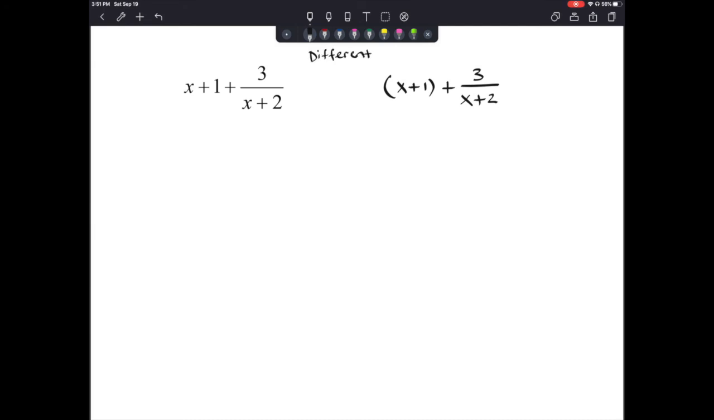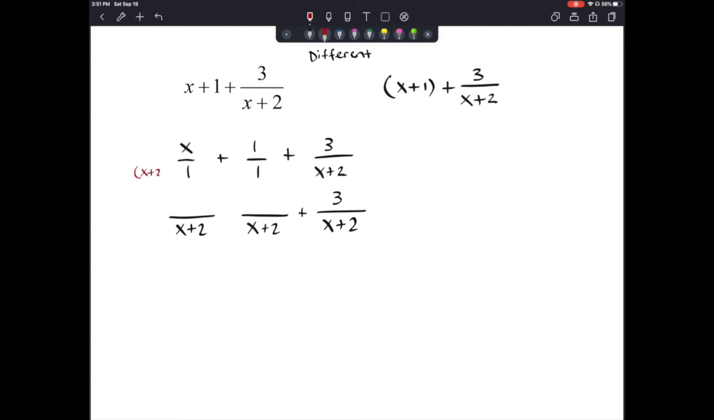What we actually have is three things. We have an x over a 1 plus a 1 over a 1 plus a 3 over an x plus 2. Now, if you're looking for a common denominator, it looks like it would have to be an x plus 2. So we need to get an x plus 2 in the denominator of each of these. Well, we already know that 3 over x plus 2 is going to not change, but I'm going to need to multiply the denominator here by an x plus 2, and then also the numerator. And my middle term, the 1, I'm going to have to multiply it by x plus 2 over an x plus 2.